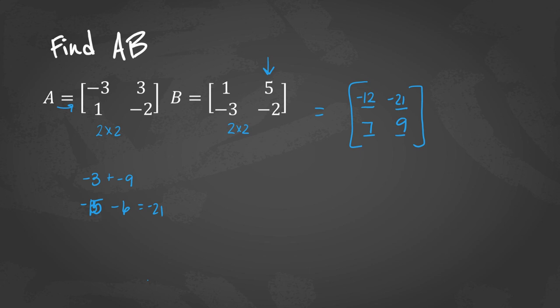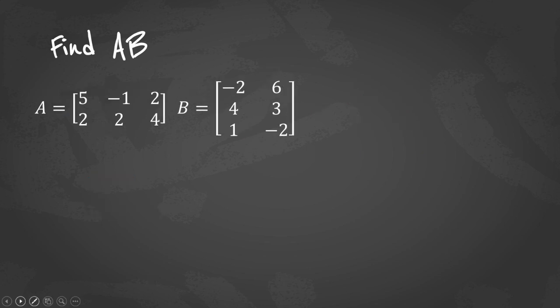Again, show the amount of work that you feel like you need to show. I'm not going to be super strict about that. The first thing I do want to see though is make sure that you check the dimensions. So this is a 2 by 3. This is a 3 by 2. The inner dimensions are the same, so we're good. Our answer is going to be a 2 by 2. Okay, so A times B is going to be a 2 by 2.